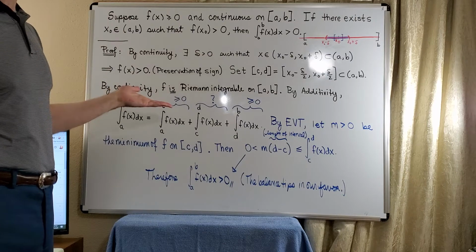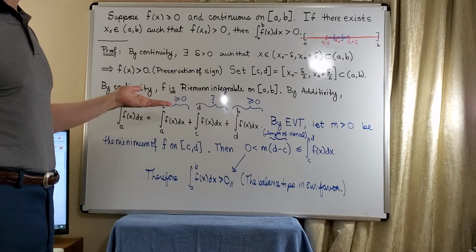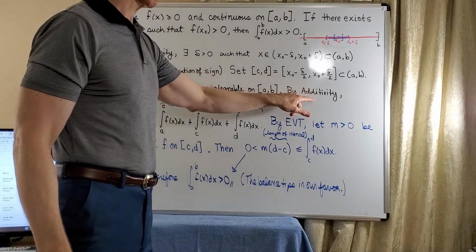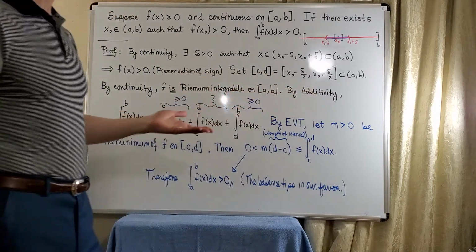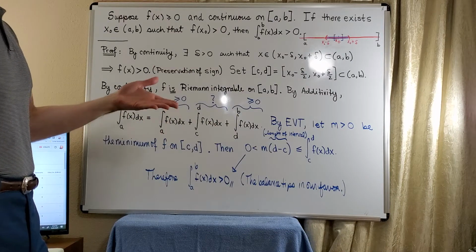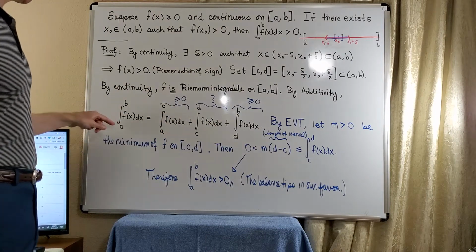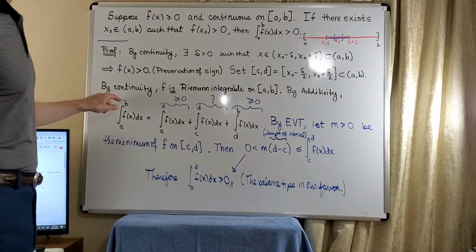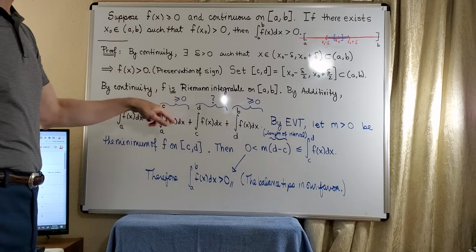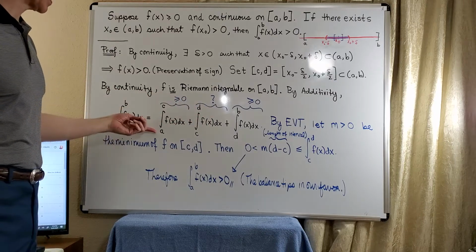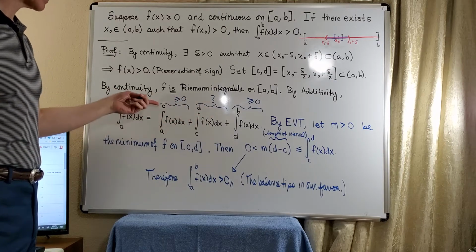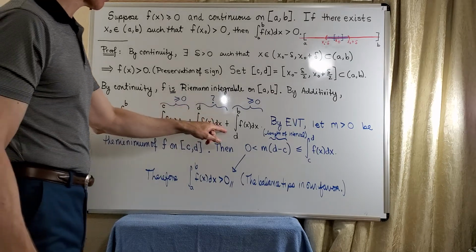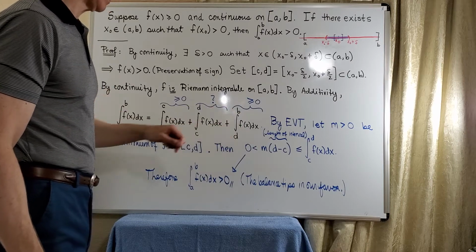So we know continuous functions are Riemann integrable. So we've got that. And then a very popular result called additivity will now allow us to break up the interval from a to b. So what we're going to do is go from a to c, c to d, and d back to b, and break up the integral in 3 pieces. So we have the integral of f from a to c, the integral of f from c to d, and the integral of f from d to b.